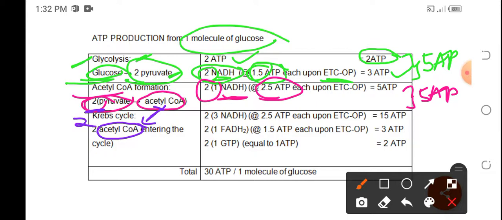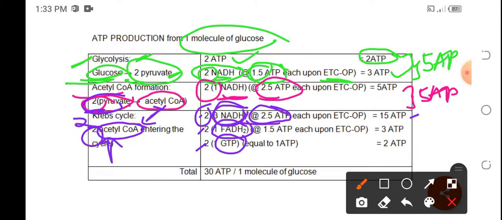Okay, so for this Krebs cycle, we know that there are 3 NADH for each cycle, 1 FADH2, and 1 GTP. However, we are putting a multiplier of 2 here because the Krebs cycle will occur twice because of the formation of 2 acetyl-CoA, given that all the pyruvate will be converted to acetyl-CoA. Now, with that said, there are two cycles producing 3 NADH at 2.5 ATP each, so that would be producing 15 ATP.